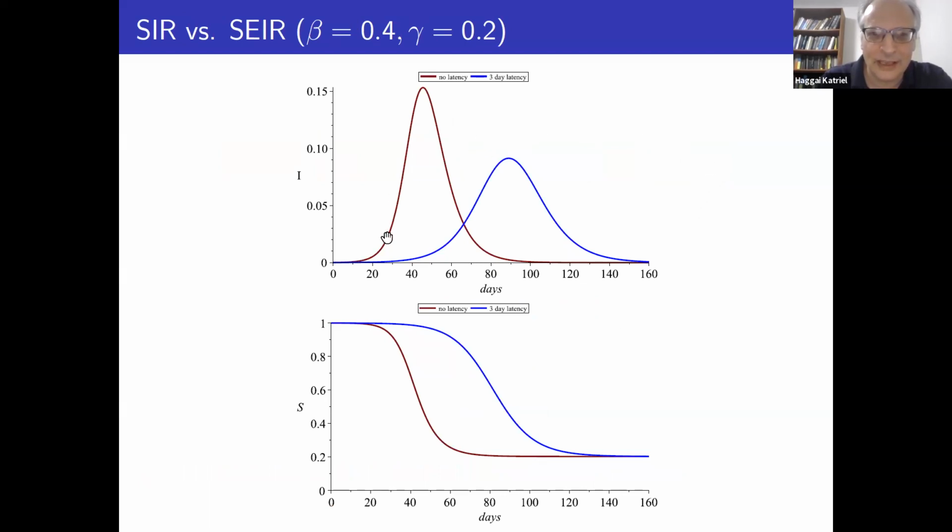Here the red line is the SEIR model, and when you add the latency, the 3 days of latency, the epidemic becomes shallower and longer. But you see that the final size is the same. The number of susceptibles at the end is the same. So the same final size formula still works. It doesn't change the number of people who eventually get infected. This can be shown easily from the equations.